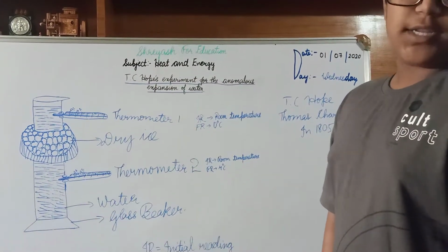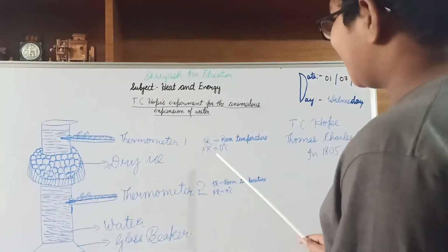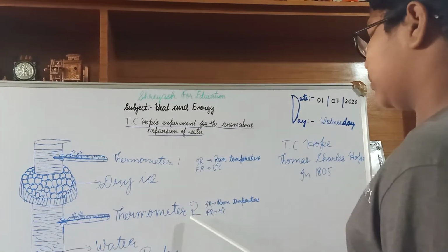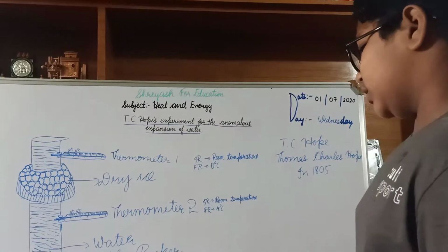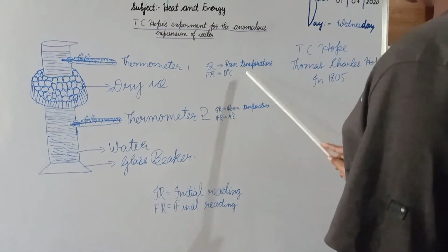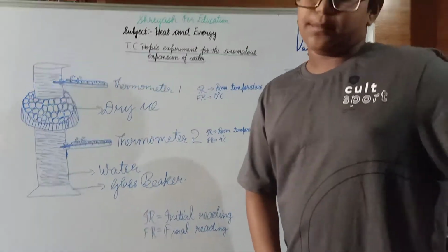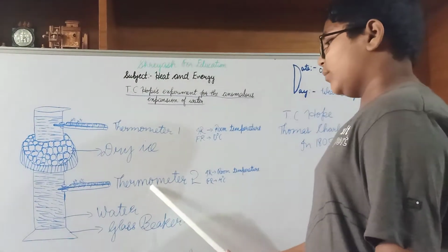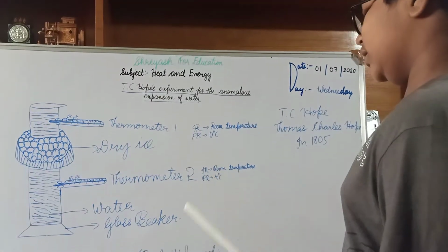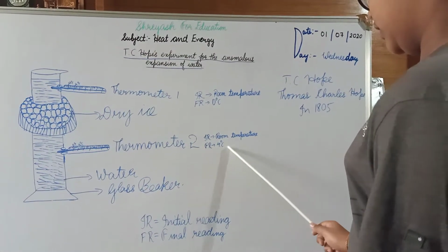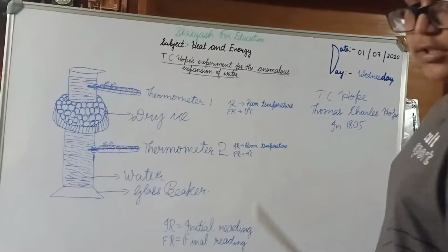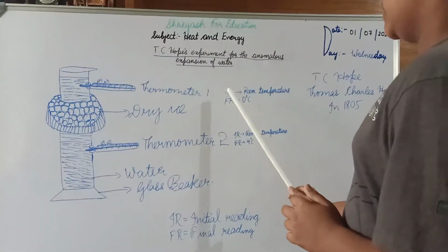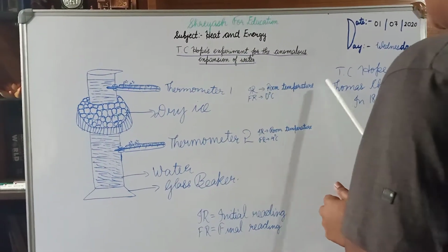Then what happened was that initially both thermometers, thermometer 1 and thermometer 2, were at room temperature. That is the initial reading. Next, the temperature recorded by the lower thermometer starts decreasing, and finally it settles down at 4 degrees Celsius. That is the final reading, 4 degrees Celsius, while the upper thermometer T1's temperature almost remains unchanged. It remains at room temperature itself.